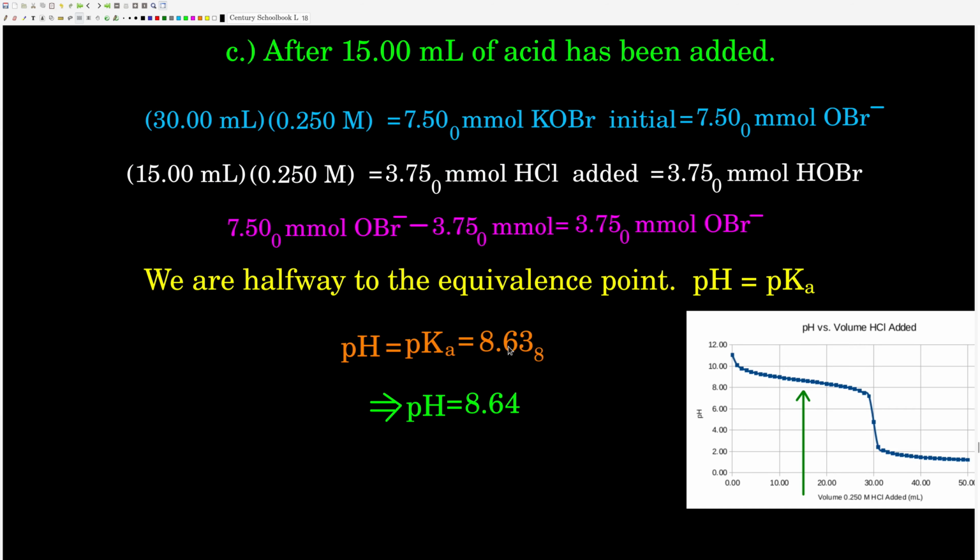So at 15 mLs, this is the point at which we are halfway to the equivalence point. That's really nice because remember, this is where pH equals pKa. And just to make sure, we started out with 7.5 millimoles of hypobromite. We've added 3.75 millimoles of hydrochloric acid. So that means 7.5 that we started with minus 3.75 used is 3.75 millimoles of hypobromite. Same millimoles, same concentrations of the acid and the base. And so pH equals pKa. We're halfway to the equivalence point. pH equals pKa, 8.64, right there. All right, that's not too bad.